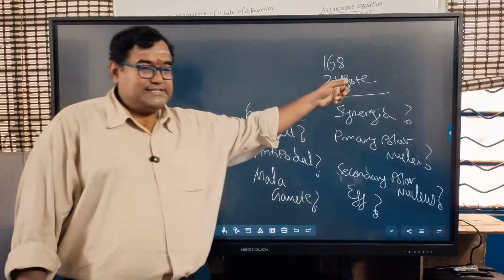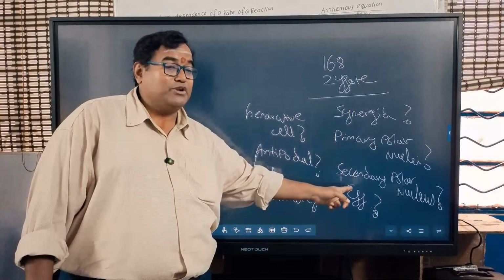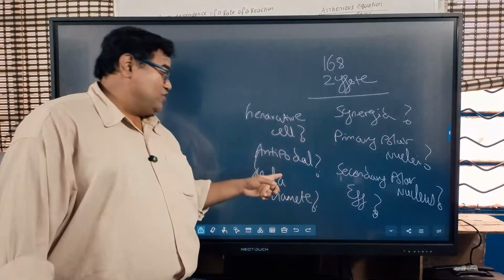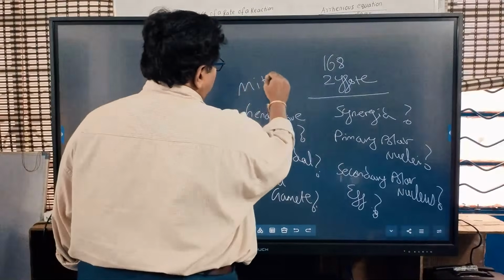For making 168 zygotes, how many synergids, how many primary polar nuclei, how many secondary polar nuclei, how many eggs, how many generative cells, how many antipodals, how many male gametes, how many mitosis is required, how many meiosis are required?